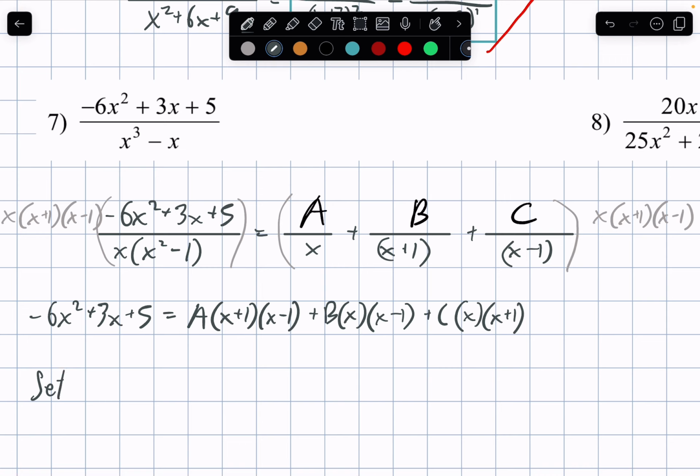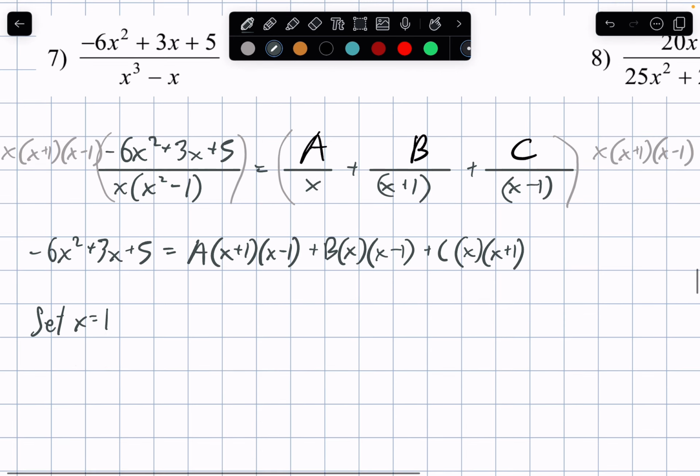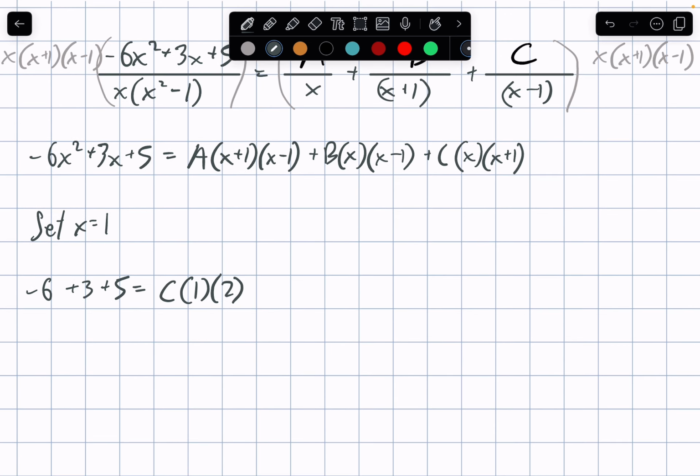Let's try method 1. Set x equal to 1. So we'll be eliminating a and b, c would remain. Negative 6 times 1 is still negative 6. Plus 3 times 1 is still 3. Plus 5. And then a and b, these guys are 0. So we have c times 1 times x plus 1, that's 1 plus 1, that's 2. 8 minus 6 is 2. And then we have 2c. c is equal to 1.